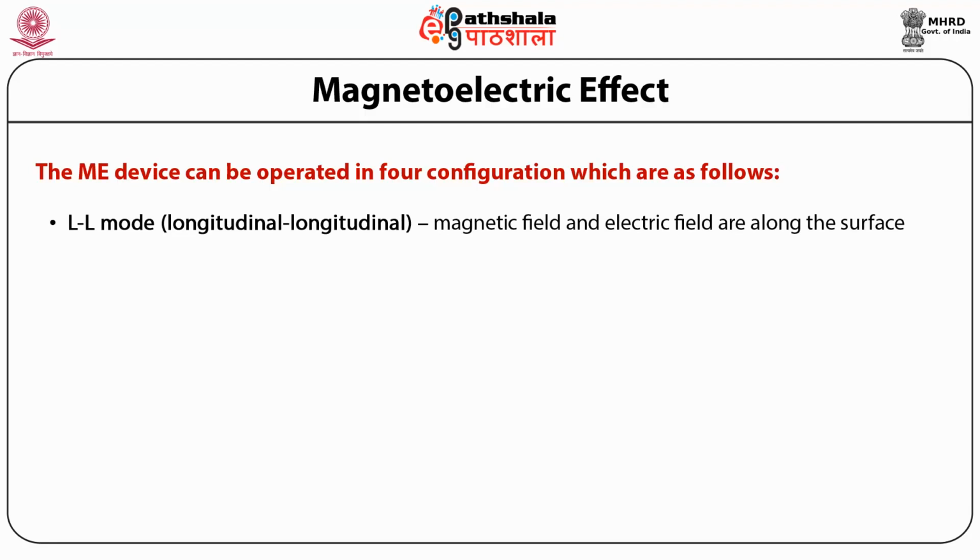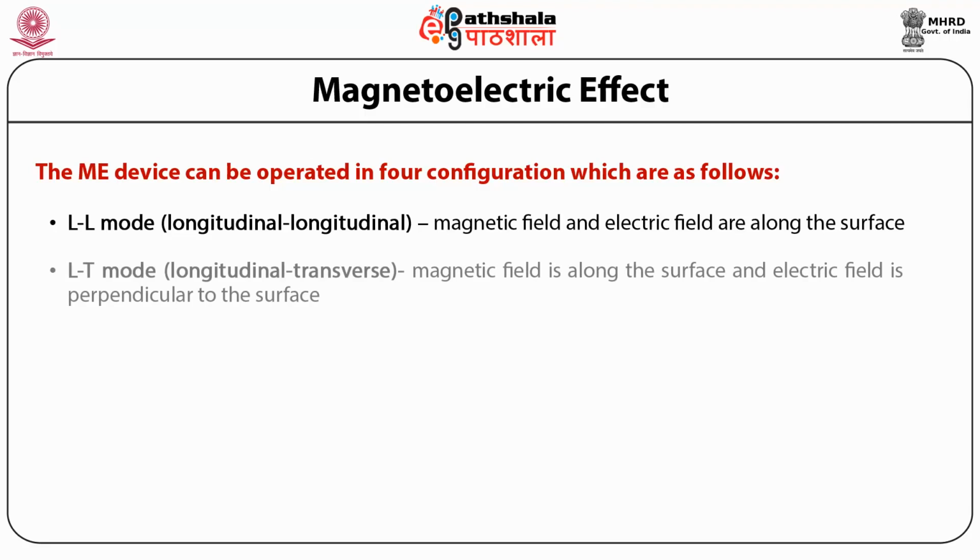In this mode, magnetic field and electric field are along the surface. The second mode is the LT mode, or the longitudinal transverse mode. In this mode, magnetic field is along the surface and electric field is perpendicular to the surface.